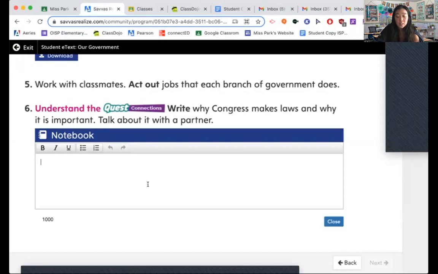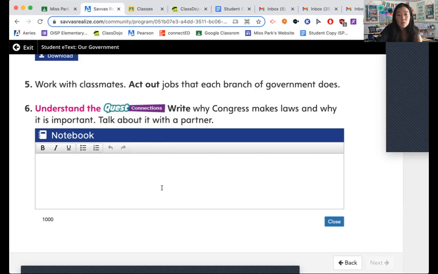Then it is sent to the president. The president may say yes or no to the law. If the president says no, this means Congress has been checked. The president looked at the law and decided it was not good for the country. If the president signs the law, then the president thinks it will help the country.